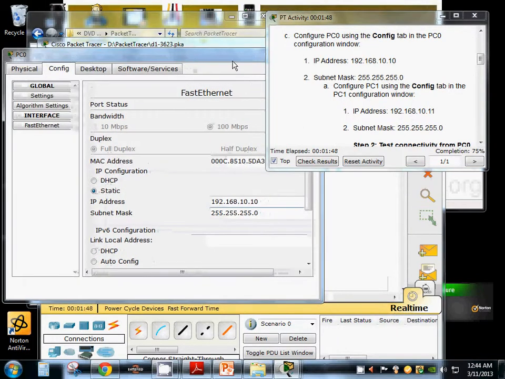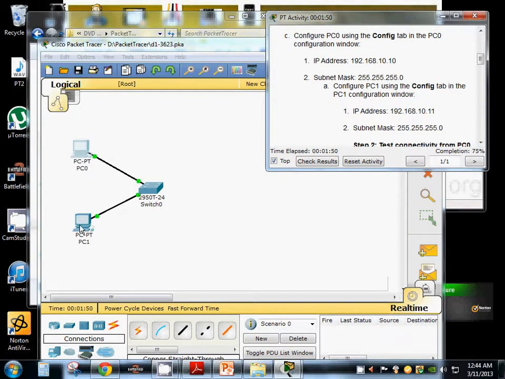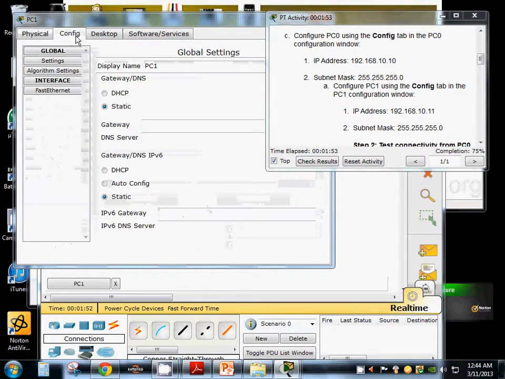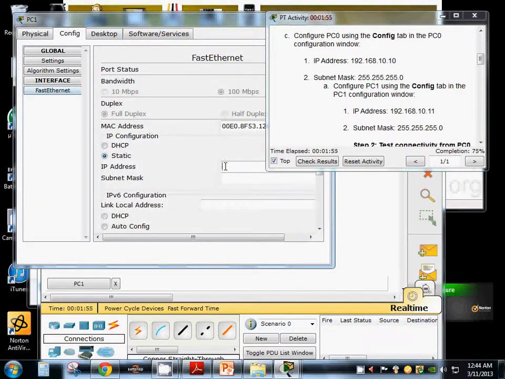Now that that's saved, now we'll go to PC 1, configure it over the fast Ethernet, and it's going to be the next address, 192.168.10.11. And the subnet mask has got to match.